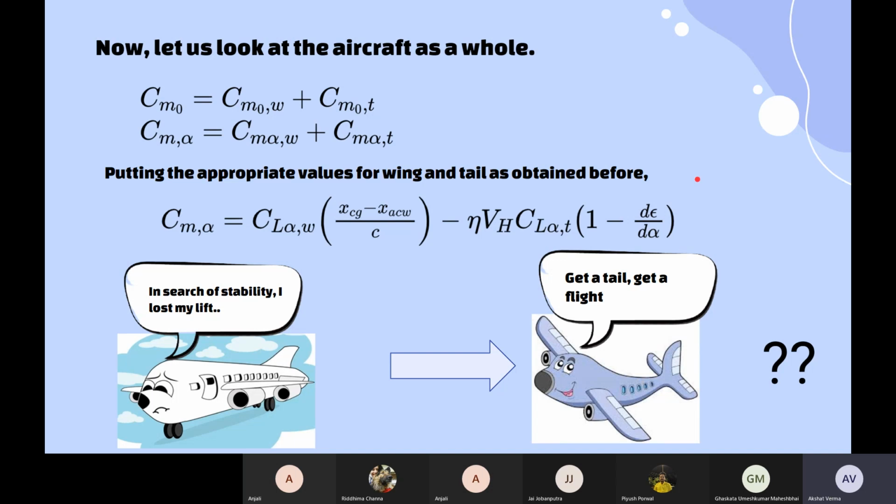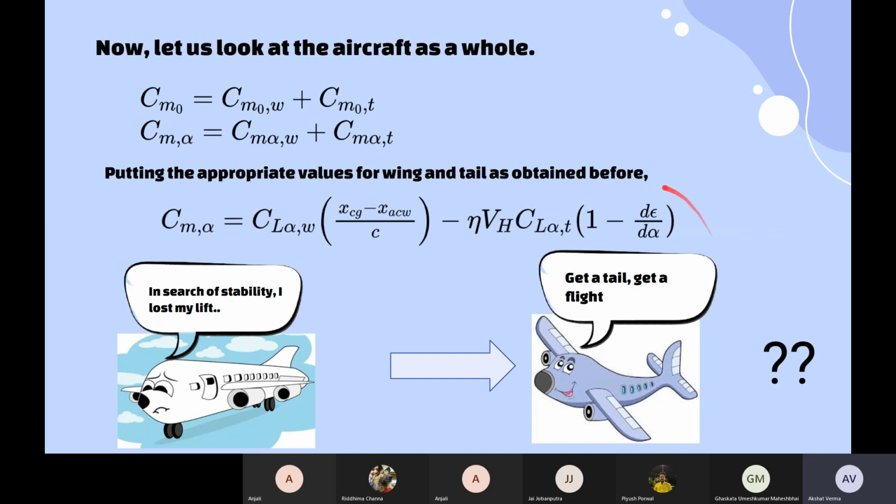So can you tell me how the tail is affecting this particular quantity, like how the tail is affecting the negative lift anomaly that we were getting in the wing only configuration? Why are we not facing that problem in an aircraft which has a tail? Can anybody unmute and tell me what we have achieved from giving our aircraft a tail? I want you to focus on this equation, and you can actually get the answer.